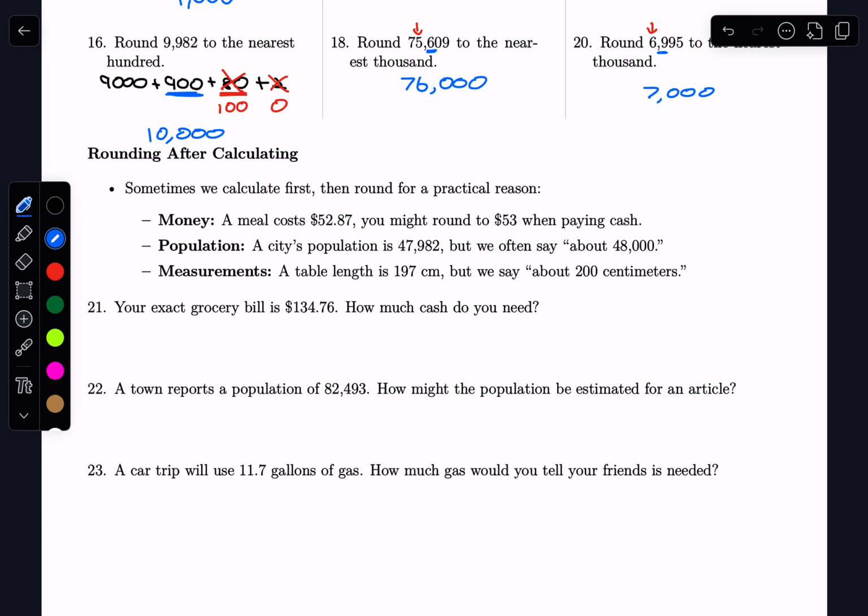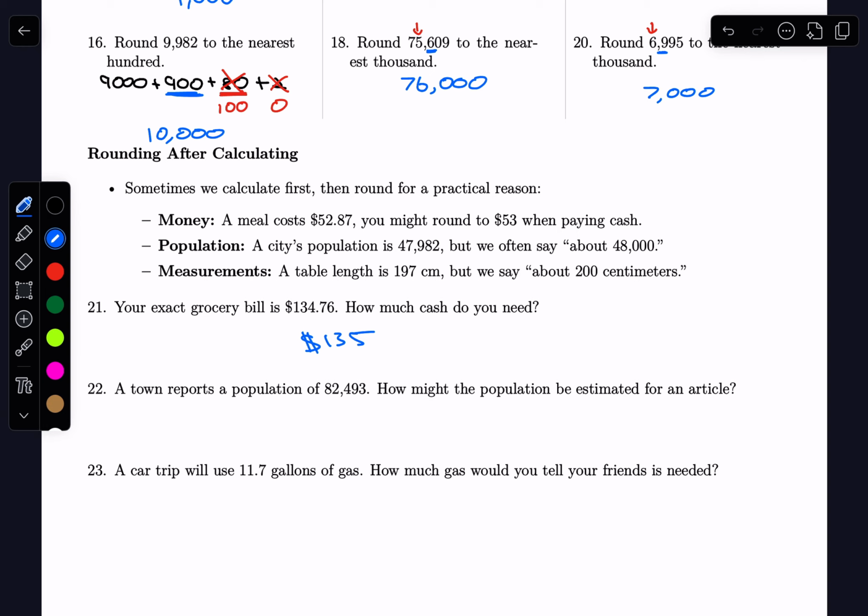So rounding is usually just for convenience. So just a couple examples of where we might round. If your exact grocery bill is $134.76, we might just say, hey, we're going to bring $135 in cash. We're not going to bring any pennies, so we're going to round up and bring $135 in cash.